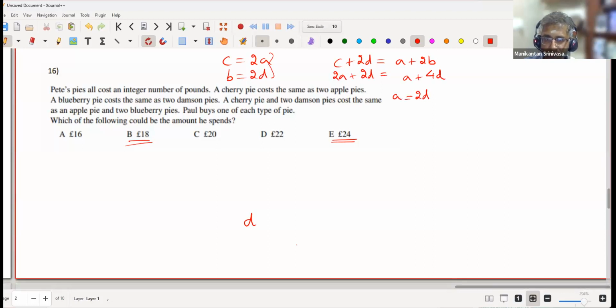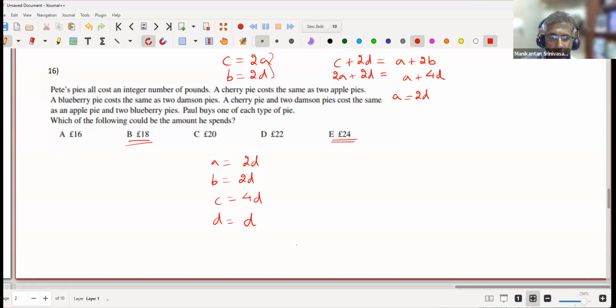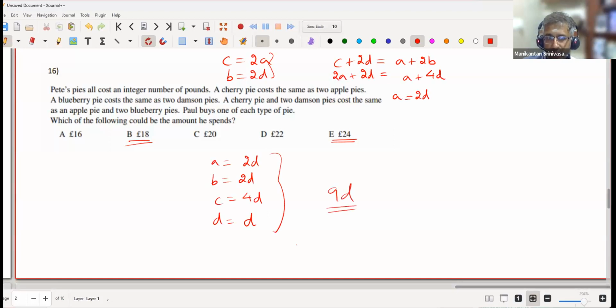So D is the smallest. We can write everything else in terms of D. So D is just D, A is 2D, and B is also 2D, and C is given to be 2A, which is 4D. So you got everything in terms of D. Now he buys one of each, so we just have to see what the multiple is. 9D, whichever is a multiple of 9, there's only one, which is this.